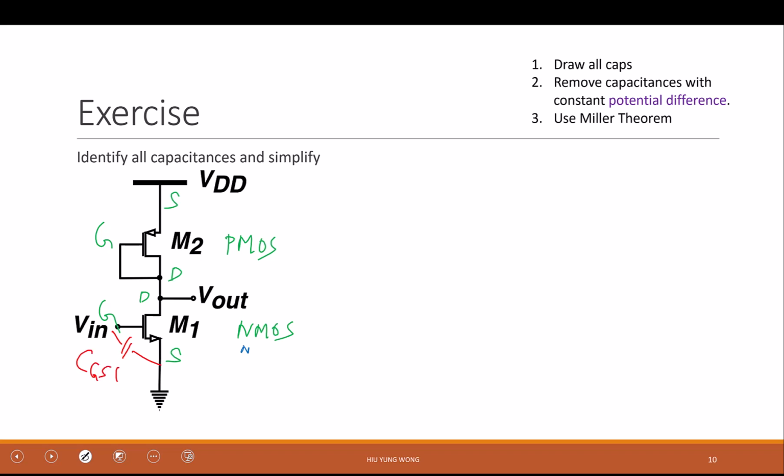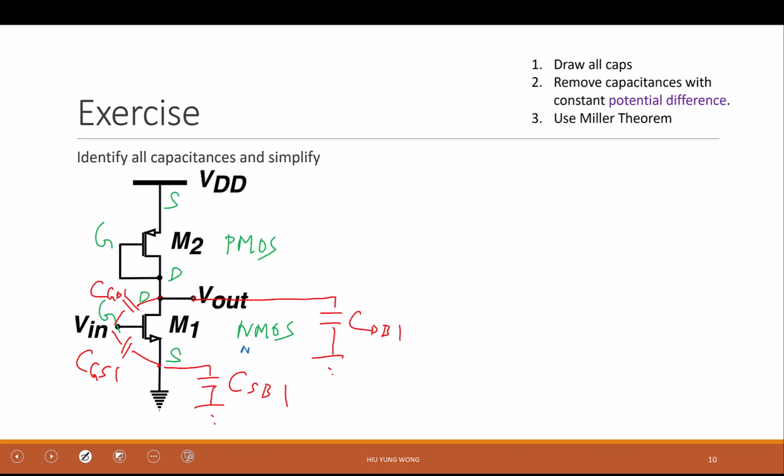CGS. I'm going to call it 1 because now I have 2 transistors. How about this capacitor? CGD1. And then I know that, although I don't see it, I must have CSB1, right? Very good. And then from here, they're just the same. I know that this is CDB1. Okay, I'm done with NMOS.